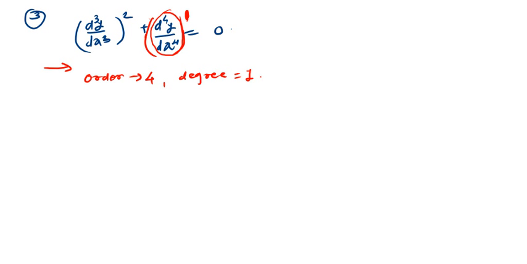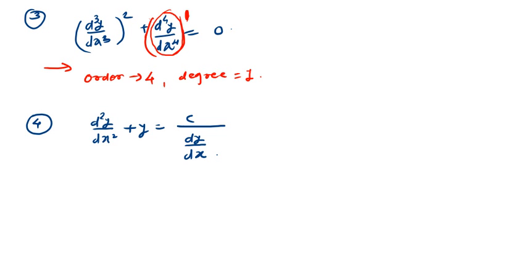So that's it. Let's see one more example, example number 4: d2y by dx square plus y is equal to some constant c upon dy by dx. Now the question is, what is the order and the degree of such a differential equation? It should be free from radicals and fractions.